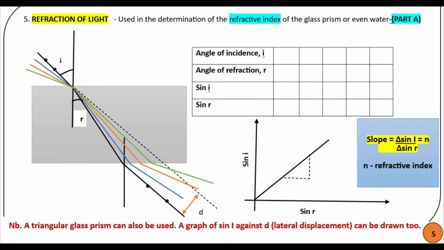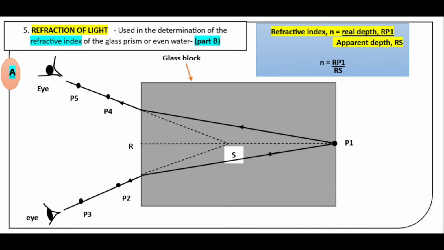Then it's important to note that for this experiment, you may also draw the graphs using lateral displacement. That is sin i against lateral displacement. So it can also be drawn sin i against lateral displacement, and maybe other similar cases. So we go to the second part of refraction of light, still on determining the refractive index. So we have the glass prism, then you have the first two pins. We have the first pin at the very far corner and the middle of the glass prism.